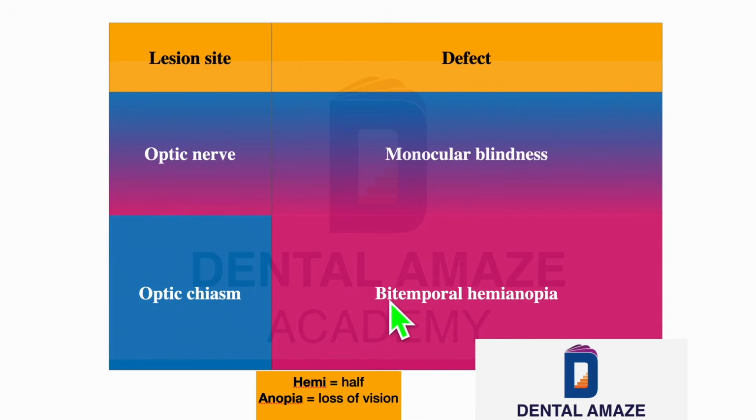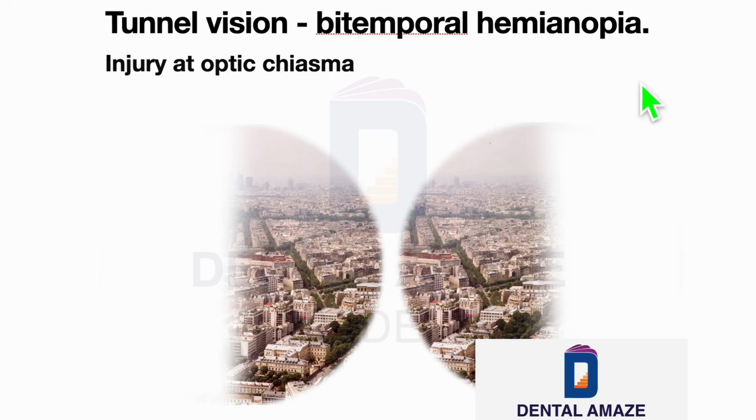Bitemporal means both sides, the temporal field is affected on both sides. Okay, hemi means half, anopia means loss of vision. Now that's simple. See this picture, this temporal side of both the eyes, okay, half part.